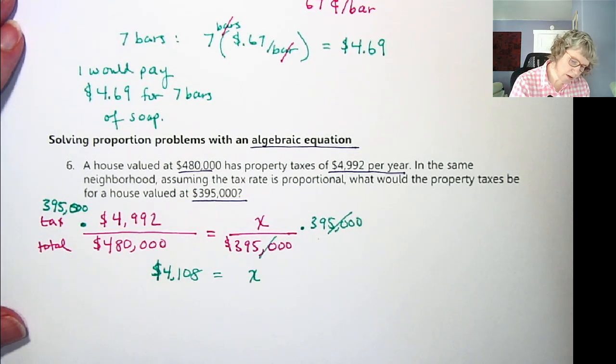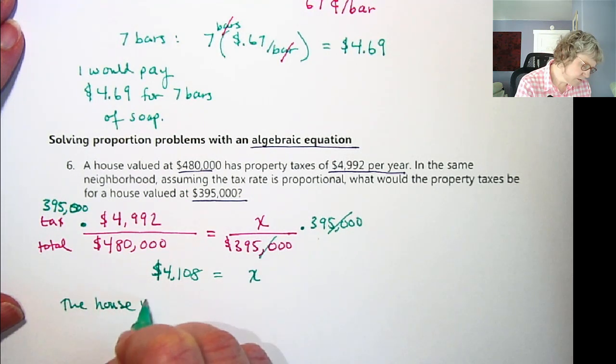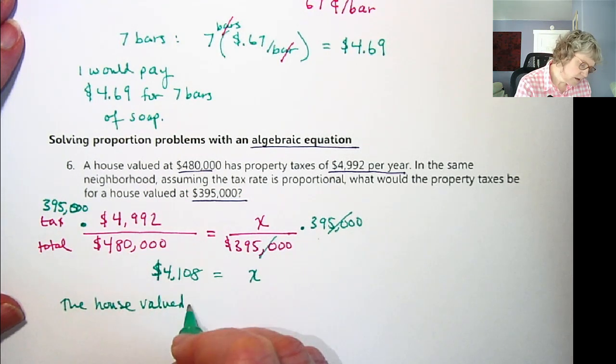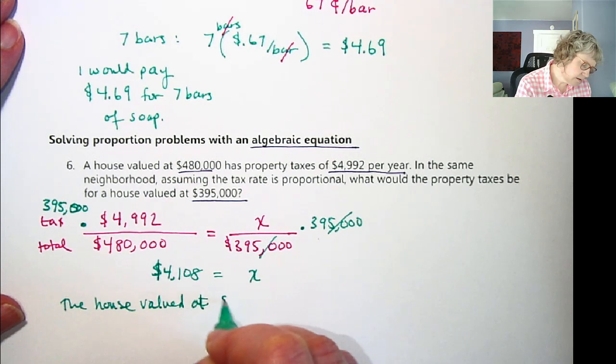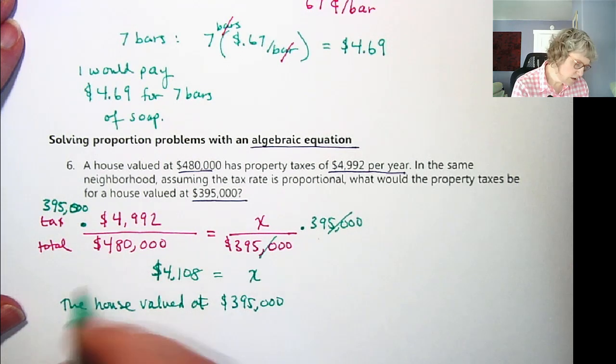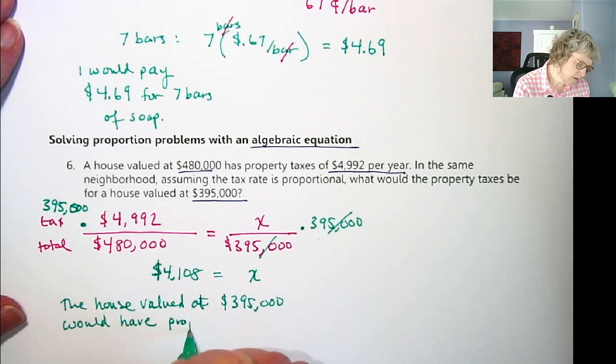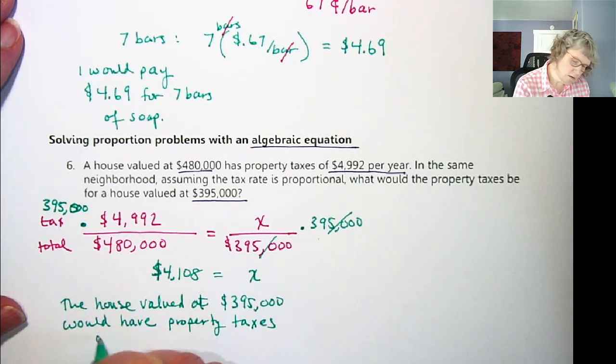Okay, so I'm going to say the house valued at $395,000 would have property taxes of $4,108 per year.